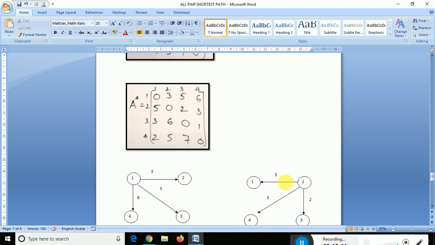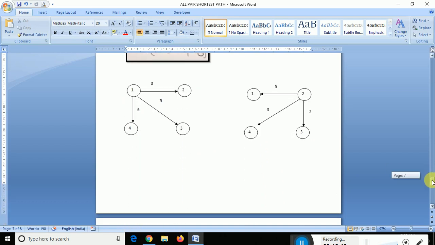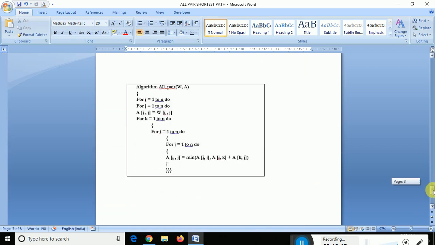Same thing for 2 you have to do, 2 to 1, 2 to 3, 2 to 4. So for that, 2 to 1 answer is what? Second row first column answer is 5. Second row third column, what is the answer? 2. Then second row fourth column is 3. Same thing for 3 also, we have to draw diagram 3. Then we have to solve the same diagram like that, and we have to put the edge. Try to do like that by you.